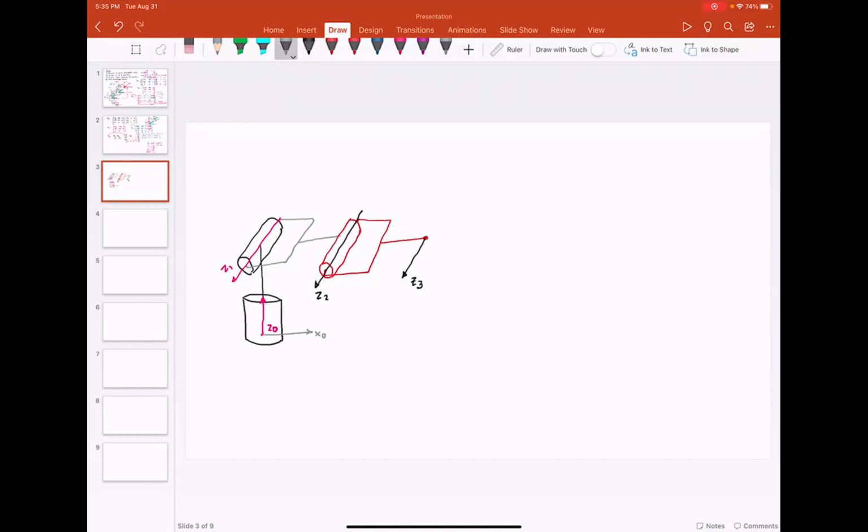But it has to be perpendicular and intersect, right? There is no frame before Z0, so it doesn't matter. There is no harm in having X0 like this, or in this direction, or like this. It doesn't matter because there is no frame before 0. So for the first frame it does not matter. So X0 at this point, right hand.